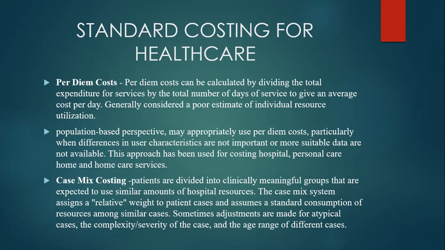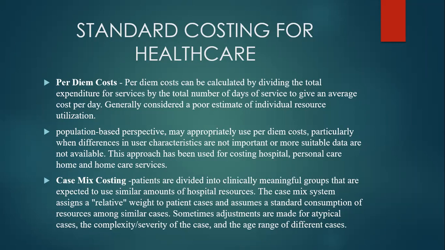Now, the end game is that with case mix costing, you're able to tell how much it costs to treat, say, diabetes, how much it costs to treat severe malaria, how much it costs to treat chronic kidney diseases. So that is more case specific or disease specific, unlike the per diem costing.